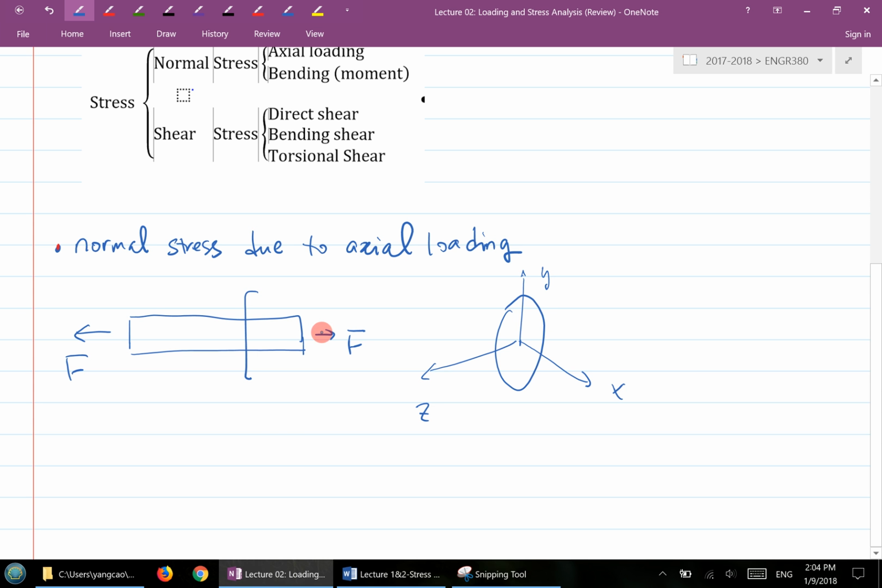Then your normal stress in this case is basically the force over the area, the cross-section area. This is your cross-section, and what it means is that it doesn't matter where the cross-section is, maybe here or here, it doesn't really matter. So it's all the same value basically. So if you look at the normal stress on that cross-section, it's all sigma equal to F over A. Okay, so that's the first type of simple normal stress due to axial loading.